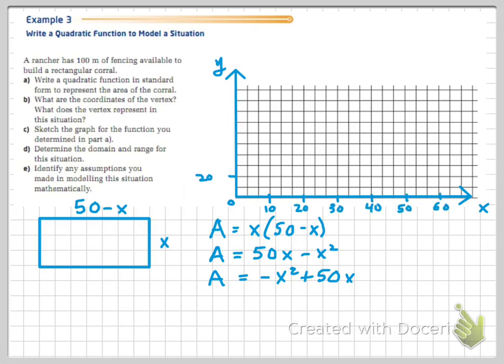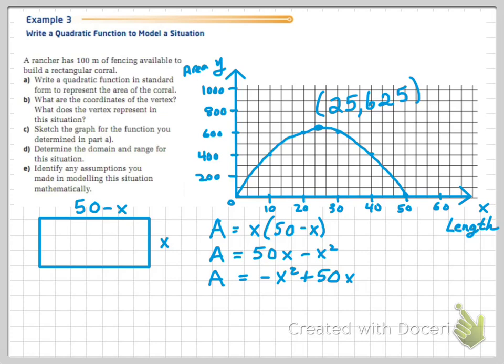And if you play with it on your calculator until you get some settings that are going to show you what you need, you're going to see that you can plot some points and draw your curve. Now we can use the features on our calculator to find these points. What are the coordinates of the vertex? Again, I'm going to have to use the max feature, and I'm going to find when x is 25, y is 625.